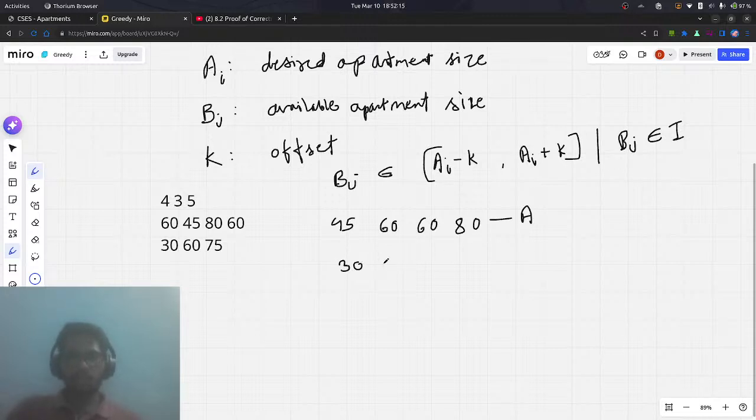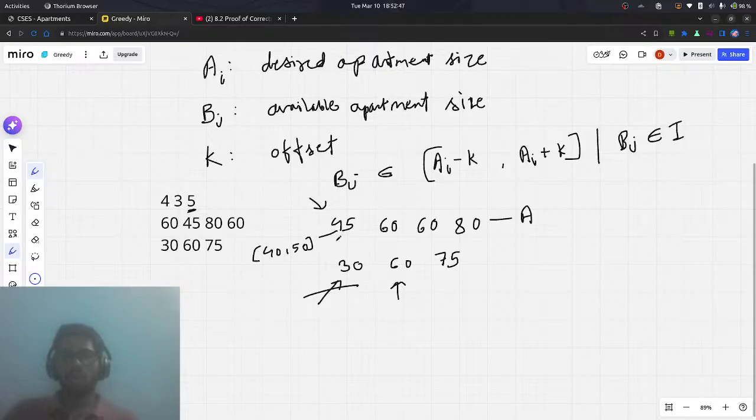And the available apartment sizes will be like this. So I will have a pointer to both the arrays and check whether I can assign this apartment to this guy according to his desires. Okay, so I see that k, the offset given, is 5, so I can assign a 40 to 50 size apartment to this guy, but I don't have any, so I will just move away.